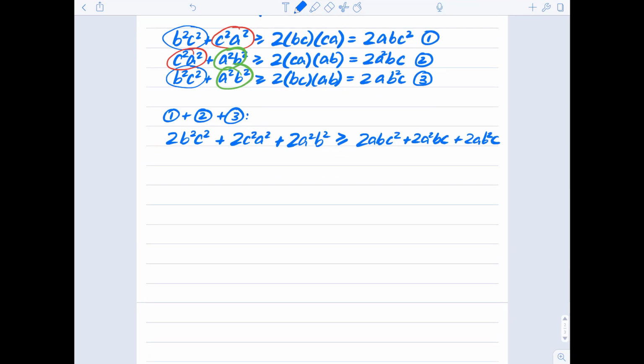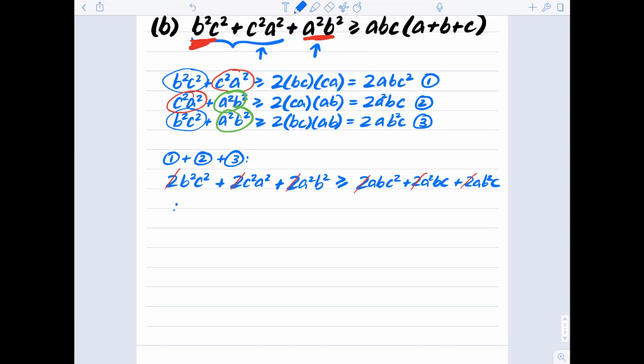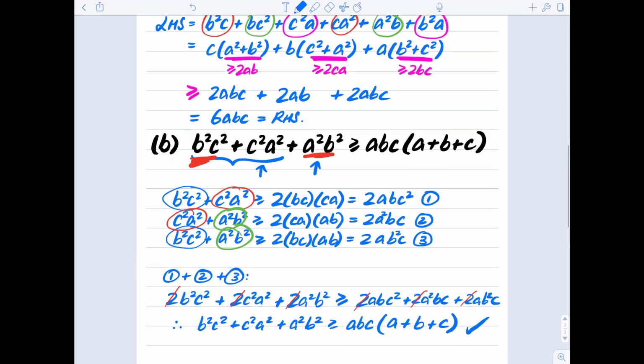Okay, firstly, we should divide by 2 on everything, so the 2's are all gone. And notice this actually is our answer, right? Because therefore we can conclude b squared c squared plus c squared a squared plus a squared b squared is bigger than the rest. All of them have a, b, and c, except one of them has a twice, one of them has b twice, one of them has c twice, and there's our answer. Done. Very neat.